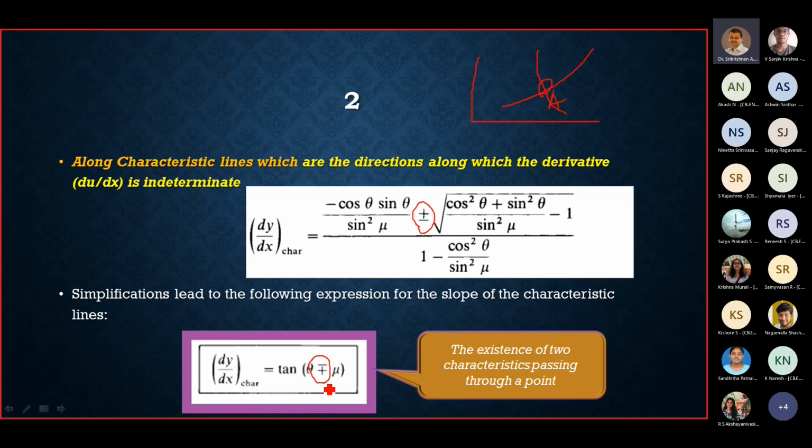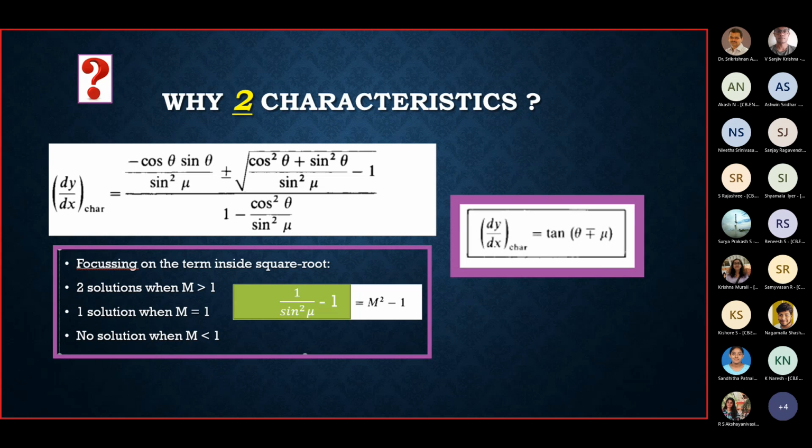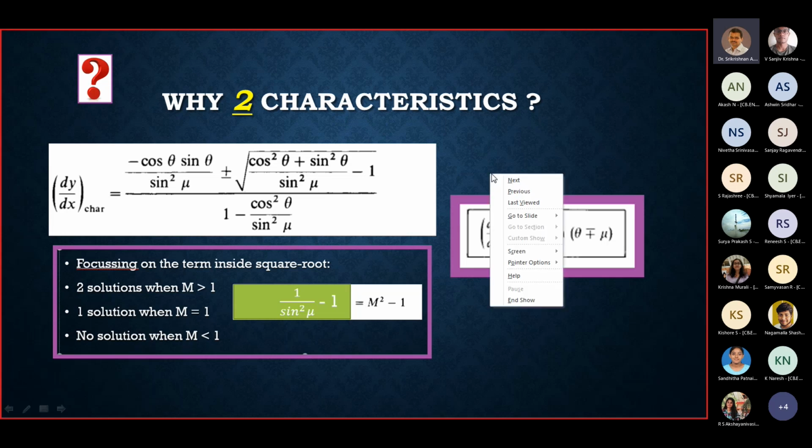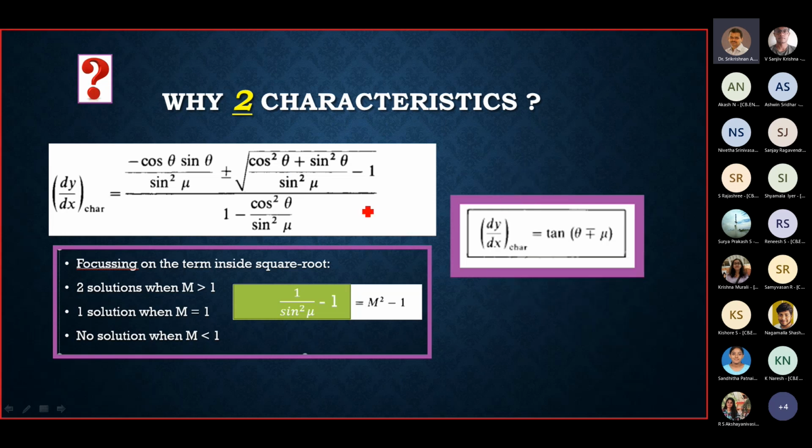So for any supersonic or hypersonic flow field, at any arbitrary point that you consider, you can have two characteristic lines passing through that point. And why two characteristics, I guess it's obvious from what I have already mentioned. It's because of the possibility of having the two roots, right?